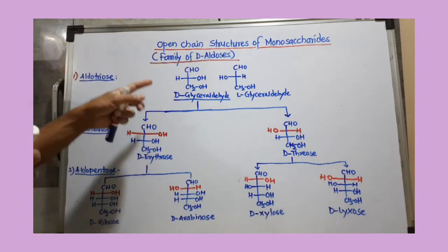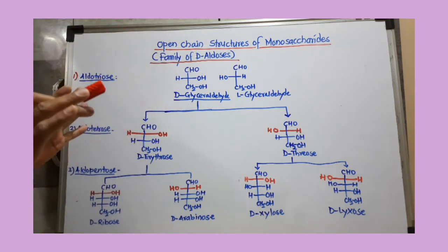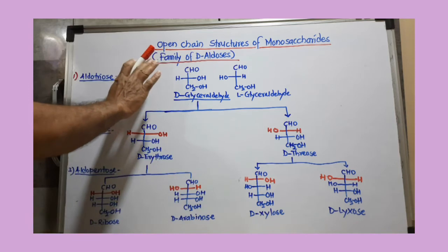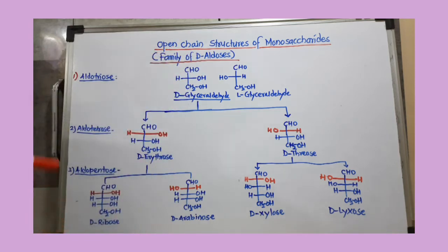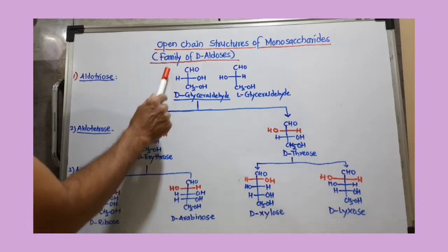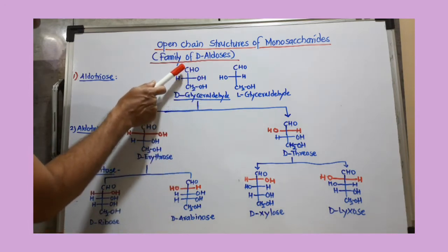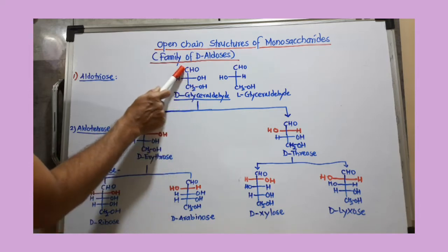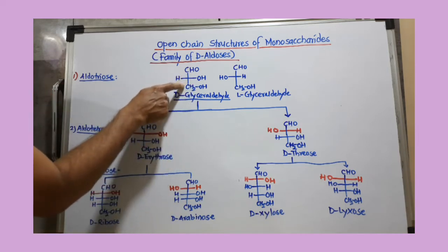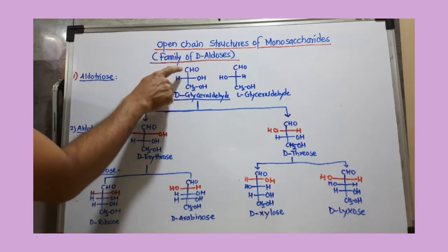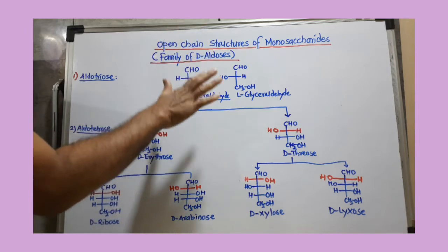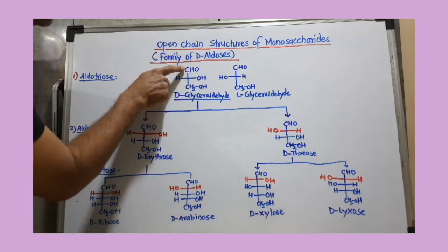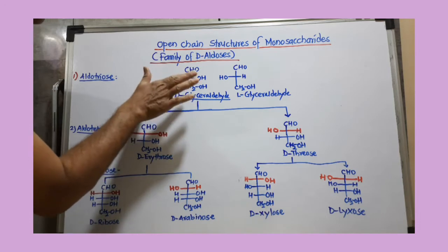So you have to remember the structure of only D-glyceraldehyde. If you know the structure of D-glyceraldehyde, you can draw the structures of all members of this family. See how. D-glyceraldehyde has 3 carbons: one is the aldehydic group and another is CH2OH. In fact, these two groups, CHO and CH2OH, are present in all monosaccharides. So only the hydroxyl groups lying in between CHO and CH2OH are going to change.